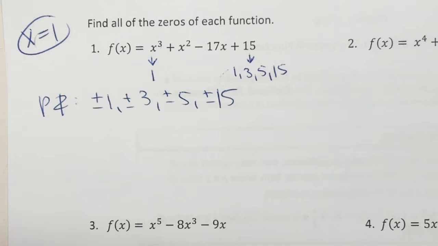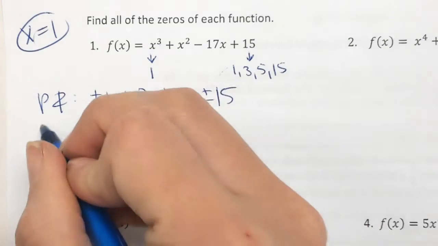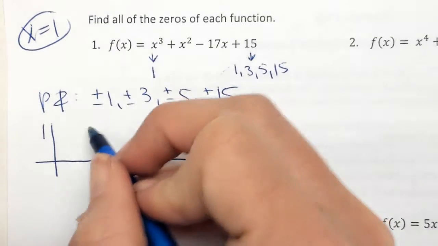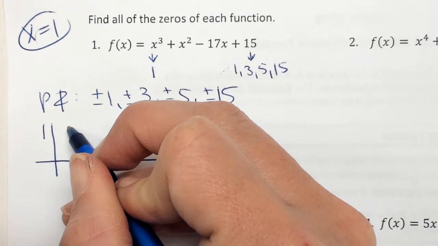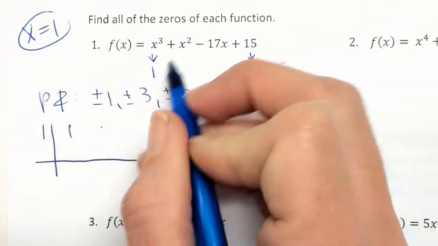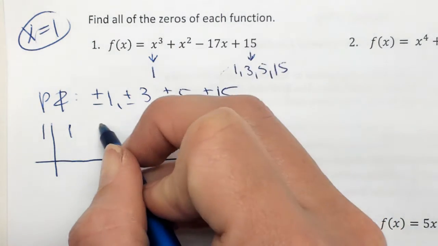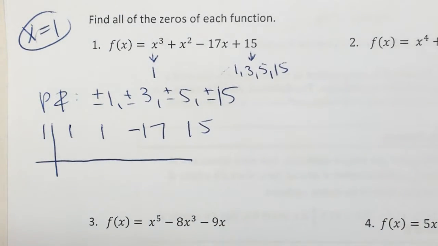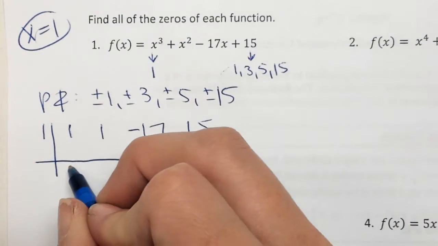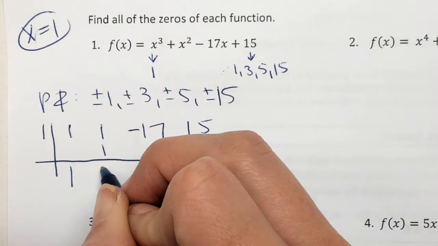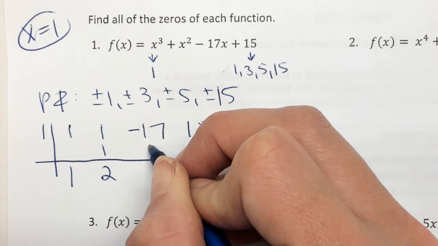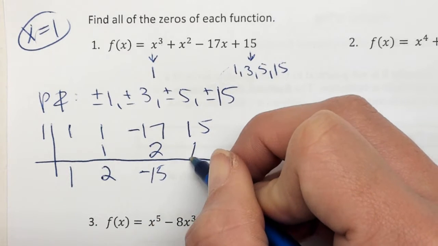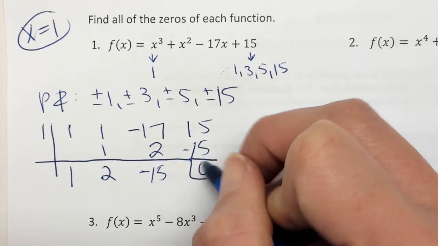You don't have to keep plugging in numbers. Here's what you can do. Use synthetic substitution. What are my coefficients here? 1. Good. -17. And 15, very good. What goes here? And here? And here? And here? And here? Last one? Good, so our remainder is 0.